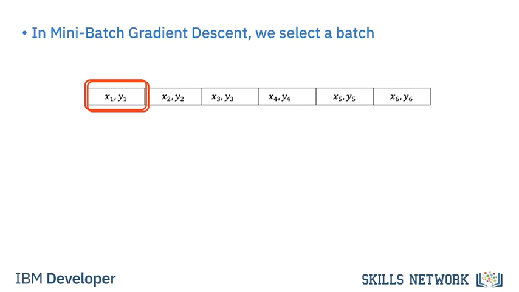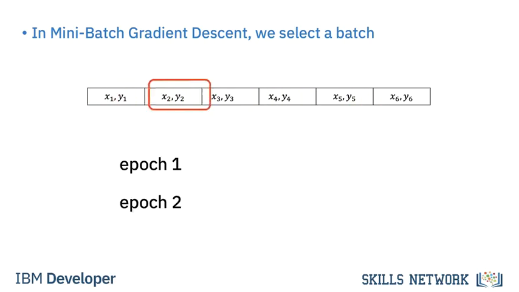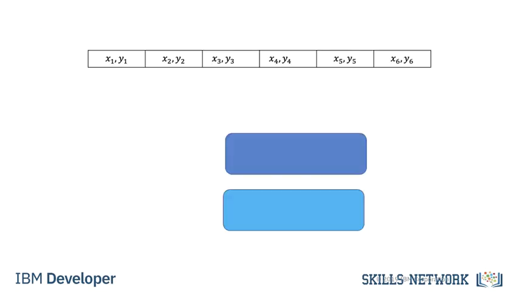When we use all the samples in the dataset, we call it an epoch. Here is epoch 1. Here is epoch 2. When we use all the samples, it's called batch gradient descent, where one iteration equals one epoch. We use a few samples to calculate the cost. It's sometimes referred to as the total loss.